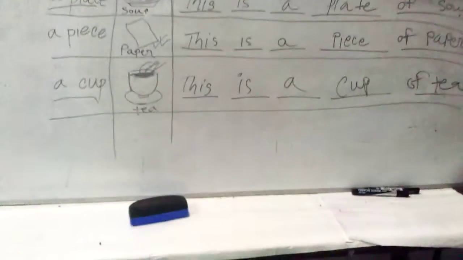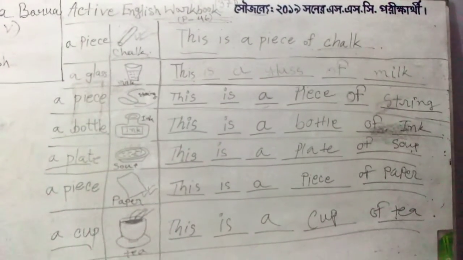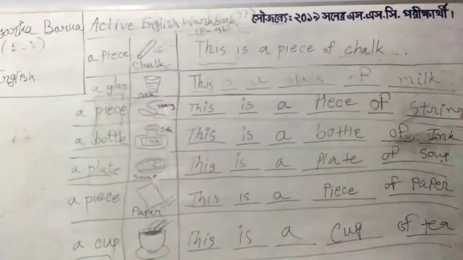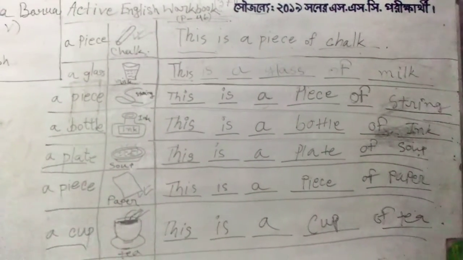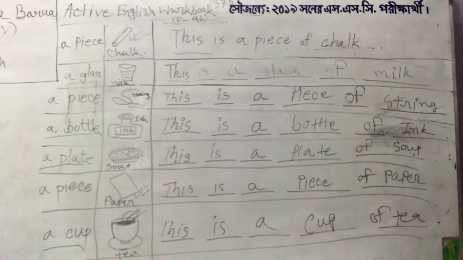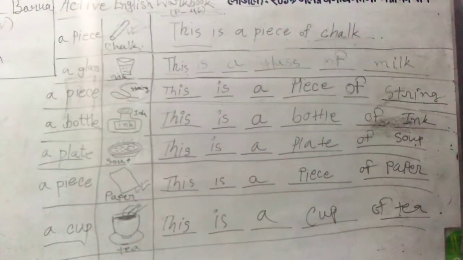So again, let us go through the whole sentences from the top to the bottom. See, a piece, and just beside this we have given a picture of chalk. So the line will be, this is a piece of chalk. The second one is a glass, and the picture says it's a glass of milk. So the line will be, this is a glass of milk.